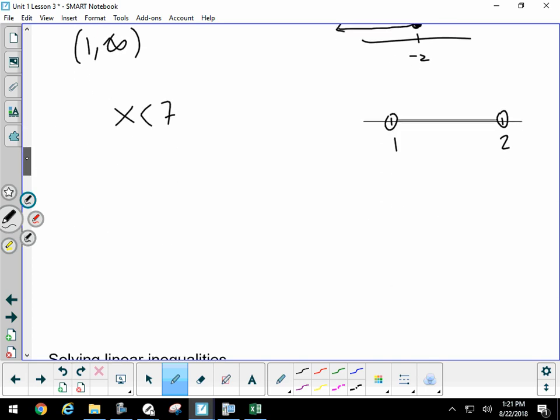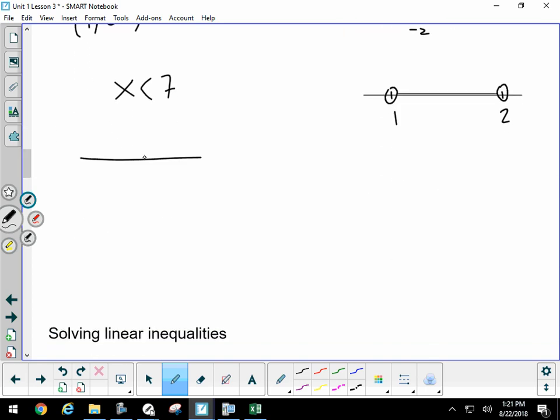Great. A couple more. X is less than 7. Don't include 7, but everything up to 7. -infinity to 7. Here, 1 to 2. X's have to be between, but don't include 1 and 2.